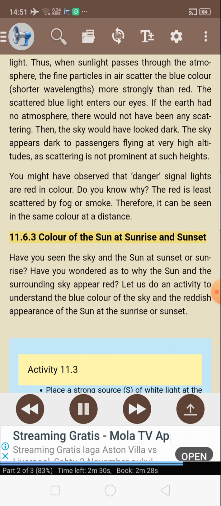11.6.3 Color of the sun at sunrise and sunset. Have you seen the sky and the sun at sunset or sunrise? Have you wondered as to why the sun and the surrounding sky appear red?